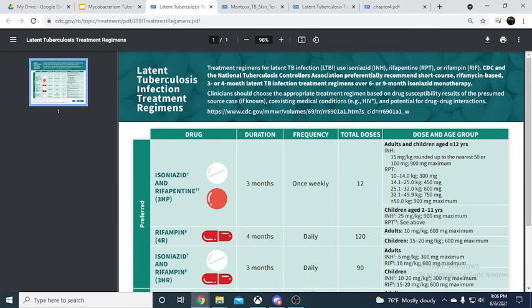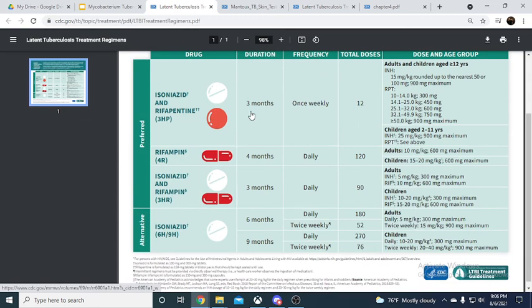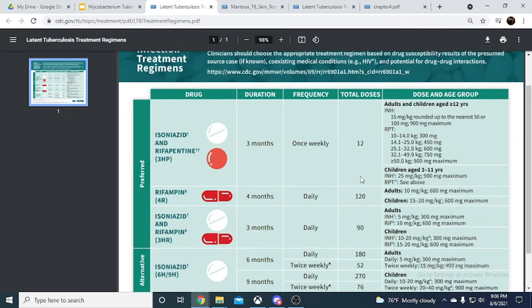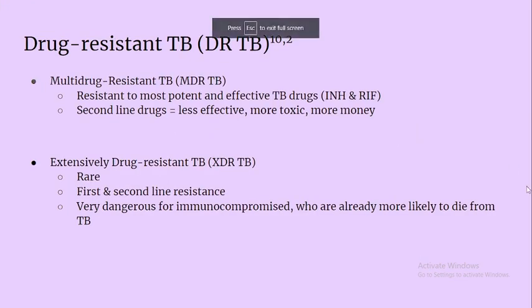But this is from the CDC, a treatment regimen that's recommended and changes depending on age. Here you can see adults and children, and like I said, 3H. Oh, my bad, 3HP. Take it once weekly for 3 months, or 4 months here, daily. Just a little tidbit if you want to look at it. Okay, so back to the presentation.